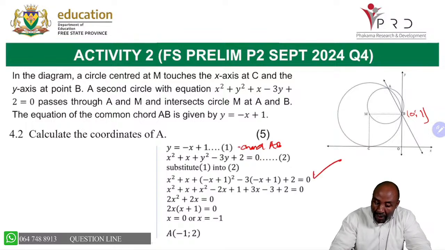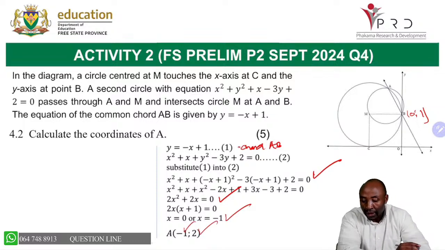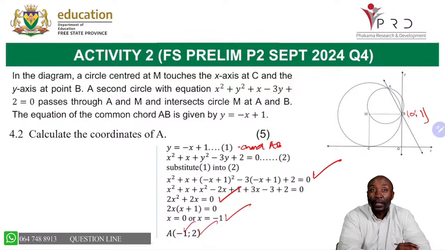We substituted, we simplified, and we got our equation in standard form. We got both values of x, and then we rejected the 0 and chose the negative 1 and the 2 there as the coordinates of point A.